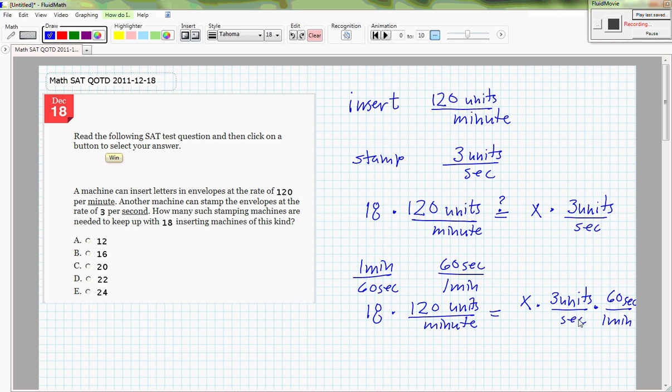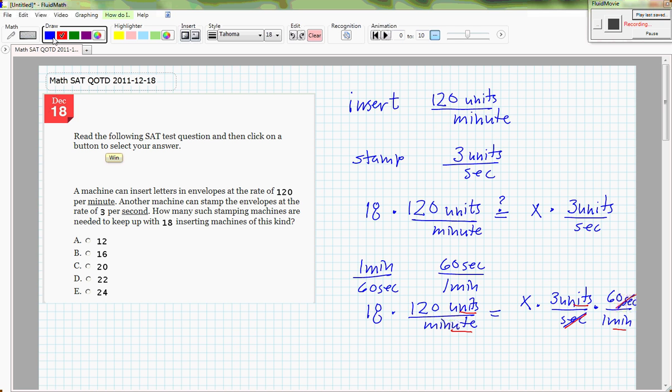So if I were to multiply these out, seconds cancel. I have units per minute on this side of the equation. And I have, let me do this again, units per minute over here, and when I cancel these seconds here, I have units per minute on this side of the equation.